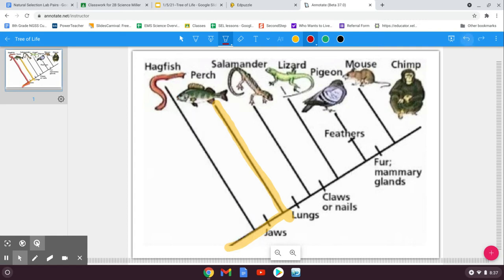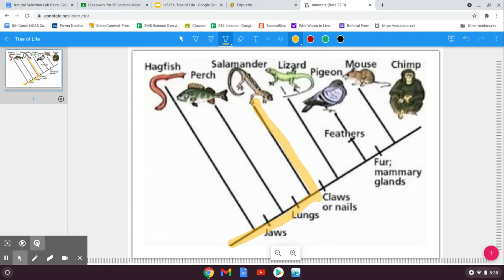So thinking about that, we're going to also look at the salamander. If you look down its branch, down here to the left, it has lungs and jaws. Jaws, it shares with the perch. But the perch is a fish. It doesn't have lungs. It doesn't breathe air.